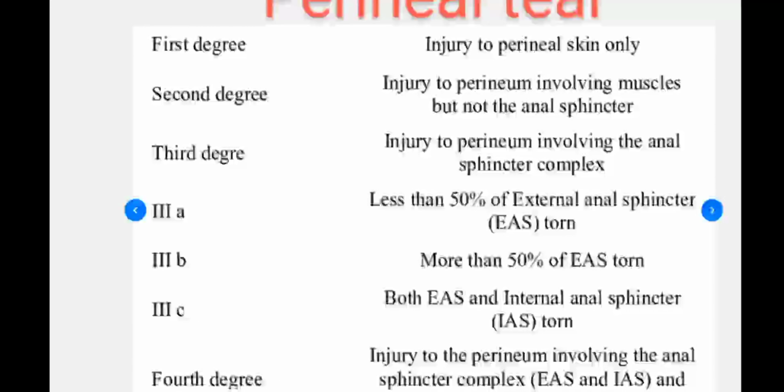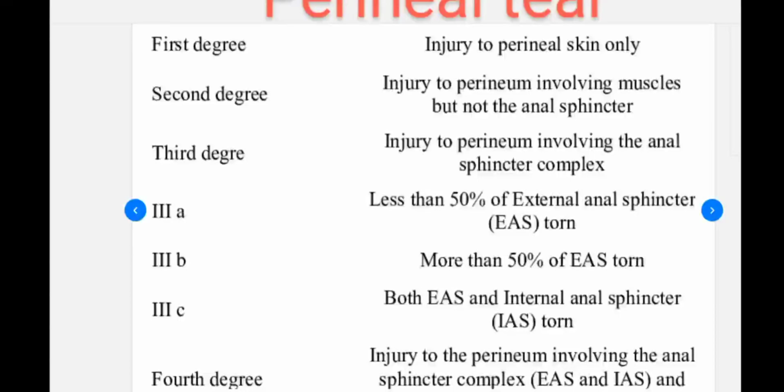Then is perineal tears. Perineal tears: first degree, second degree, third degree, and fourth degree. First degree is injury to the perineal skin only. How will we remember it? We will remember it as going from the outside to the inside. So outside it will be skin, injury to the perineal skin only. Then second degree is injury to the perineum involving muscles but not the anal sphincter. But it is involving muscles.